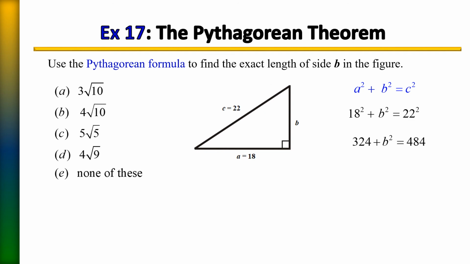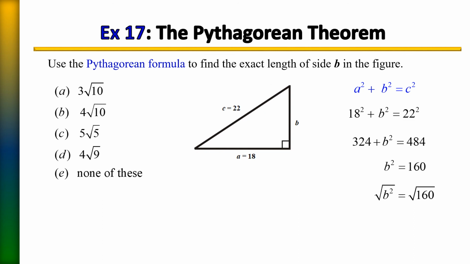Our next step to solving this equation is to do what? That's correct. Subtract 324 from each side because we want to get b squared by itself. Last step to solving this equation, to solve for b, you got it. We have to find the square root of each side. Once we take the square root of each side, we're going to also solve that square root.